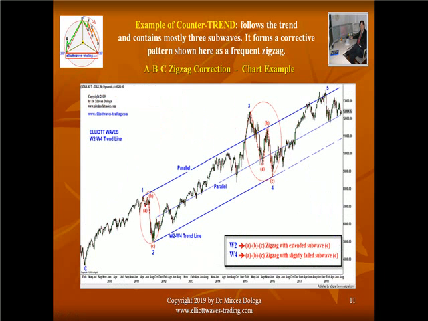Another ABC zigzag correction chart example will show over here that we have W2, which is right here, which is an ABC zigzag with extended subwave C. We can see that the C is extended. And also W4 with ABC zigzag with slightly failed subwave C.